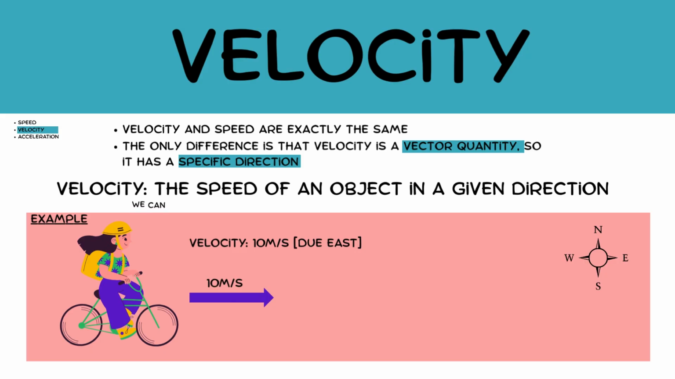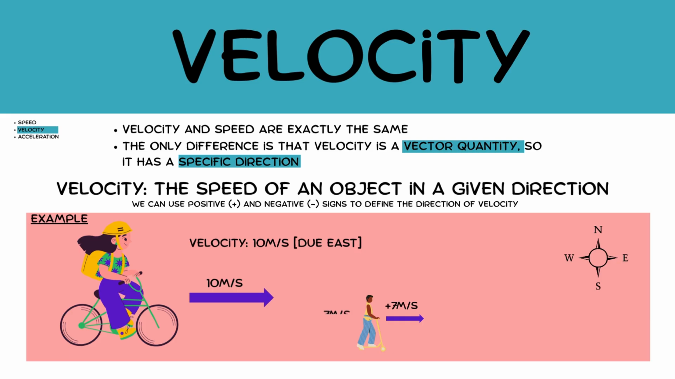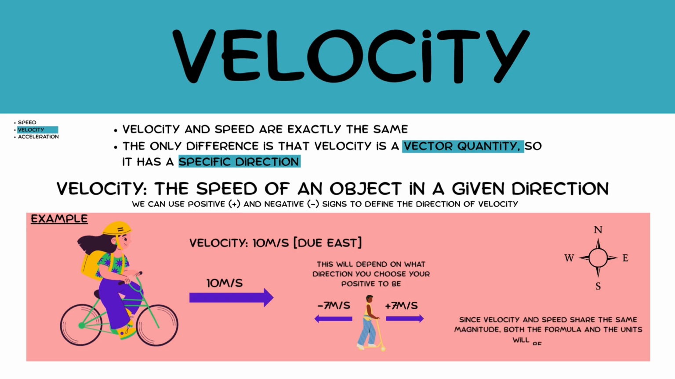Similarly, we could also use negative and positive signs to illustrate the direction of bodies. For example, a velocity of plus 7 meters per second may mean an easterly direction, while a velocity of negative 7 meters per second will indicate a westerly direction. This will ultimately depend on what direction you choose your positive sign to be. Since velocity and speed have the same magnitude, they will share both the same formula and the same units.